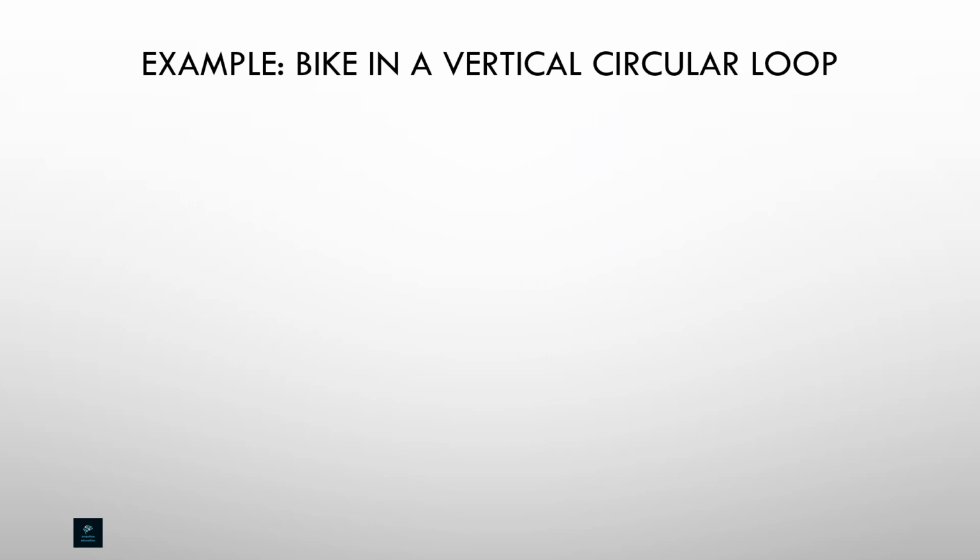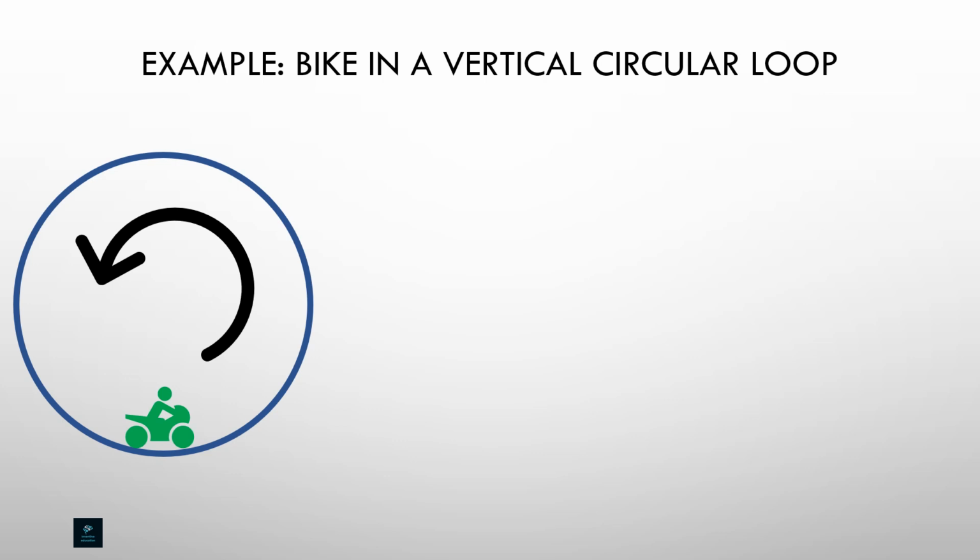Now we'll take an example. You might have seen a stuntman riding a bike in a vertical circular loop. Assuming that the radius of the loop is 3 meters, we wish to find the minimum speed required at the top of the loop for the bike to remain in contact there. We will draw the free body diagram for the bike, and we will denote the bike by a dot.